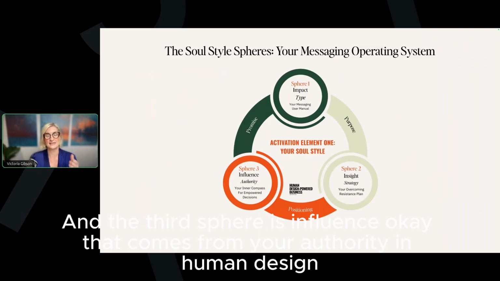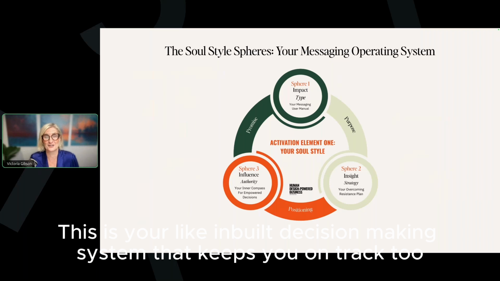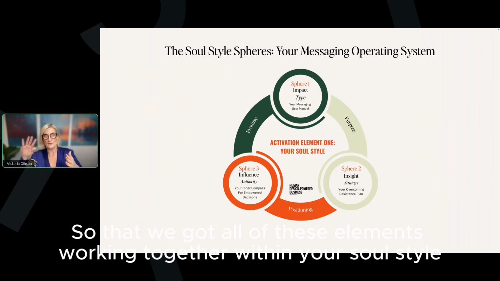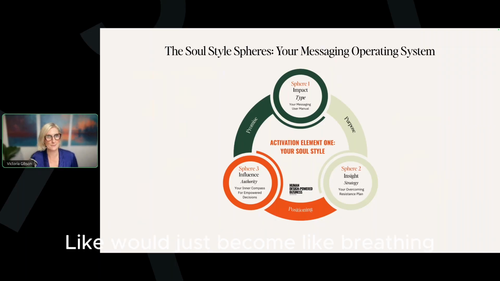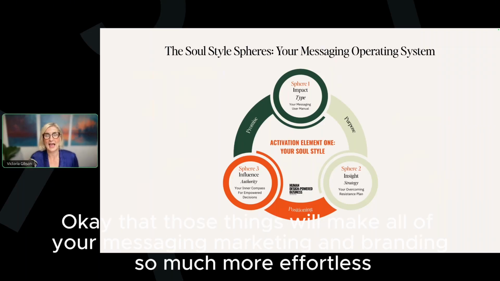And the third sphere is influence. Okay, and that comes from your authority in human design. This is your inbuilt decision making system that keeps you on track too, so that we've got all of these elements working together within your soul style. And once you have an awareness and understanding, you bake this into what you're doing, and it will just become like breathing.